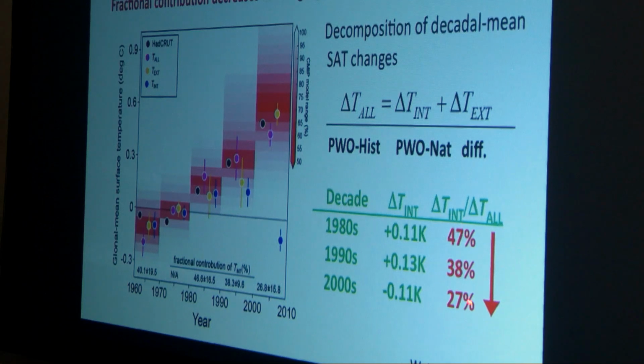In the 1980s, the contribution of the natural variability used to be 47%, and then it's decreasing in spite of the hiatus-like signal. So we can say that the hiatus is due to the wind stress, namely the natural variability, but still that contribution is decreasing decade by decade. Therefore, the global warming is steadily continuing.